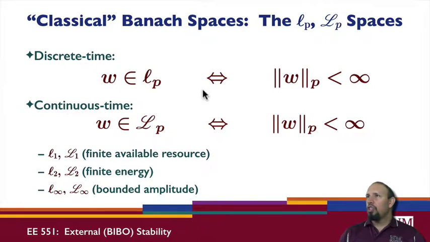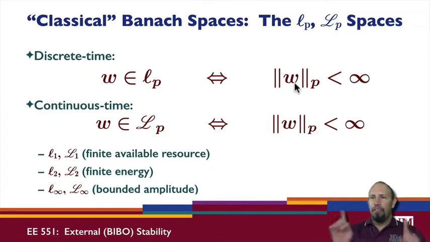So you can go through and show that these are spaces, and that they are a vector space. Notice we're not saying anything about continuous here. We're not saying differentiable. We're not saying anything like that. We're just saying that the p-norm is finite.